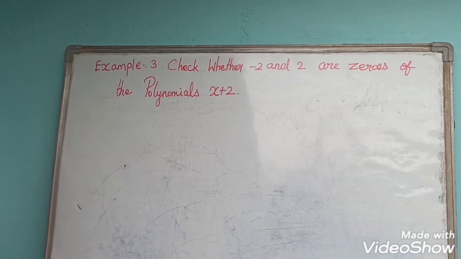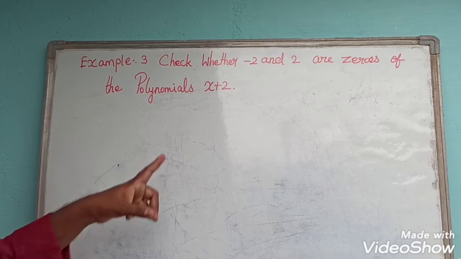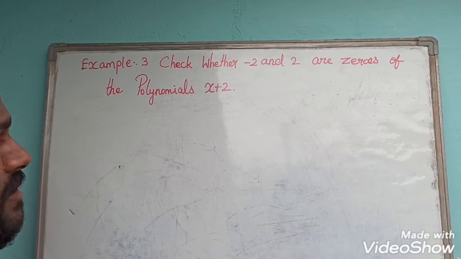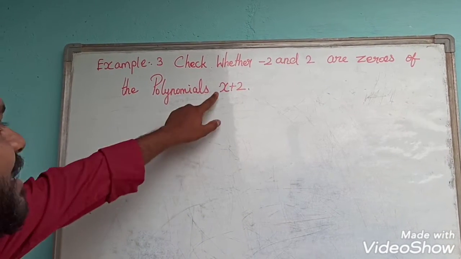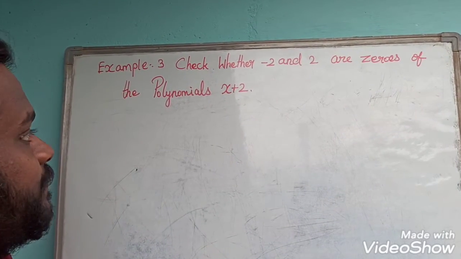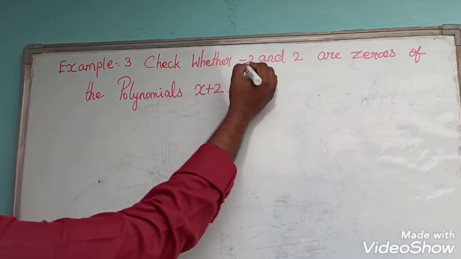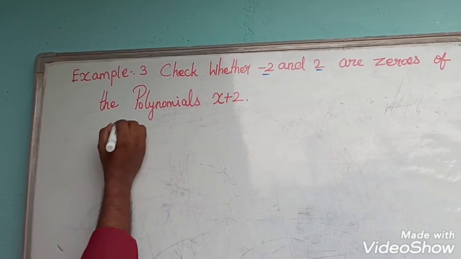Example number 3. Check whether minus 2 and plus 2 are zeros of the polynomial x plus 2. What is meant by zero of the polynomial? We take the polynomial x plus 2, that is p of x. When it becomes 0, we say that is the zero of the polynomial. So now we check minus 2 and plus 2.